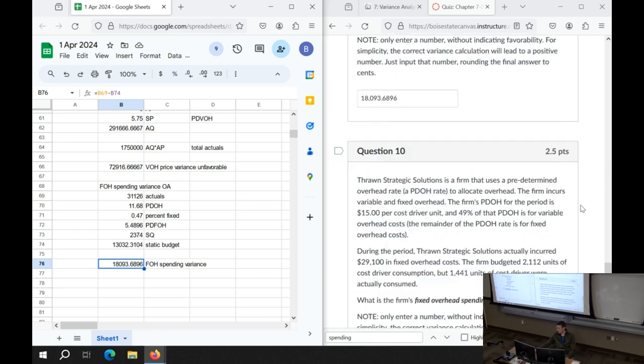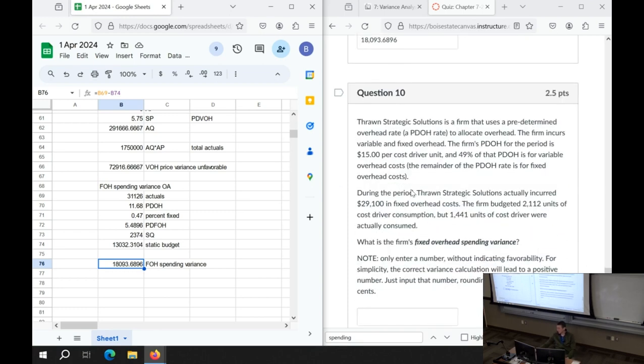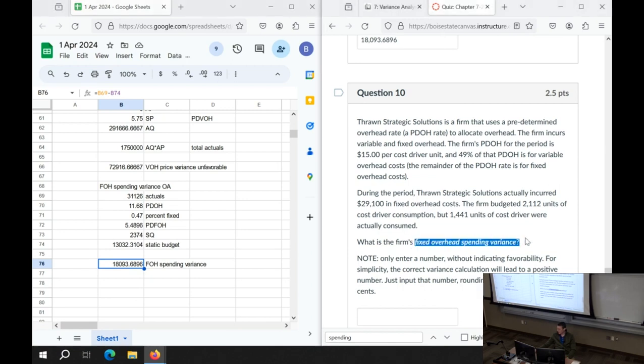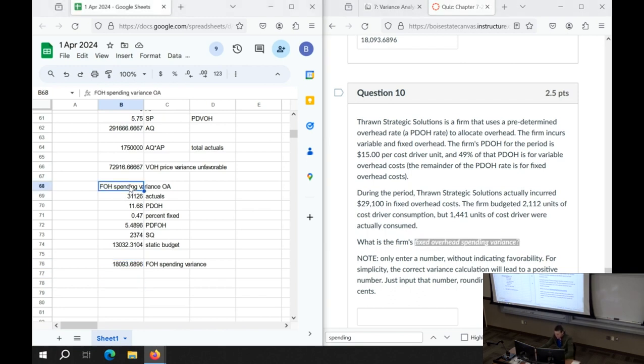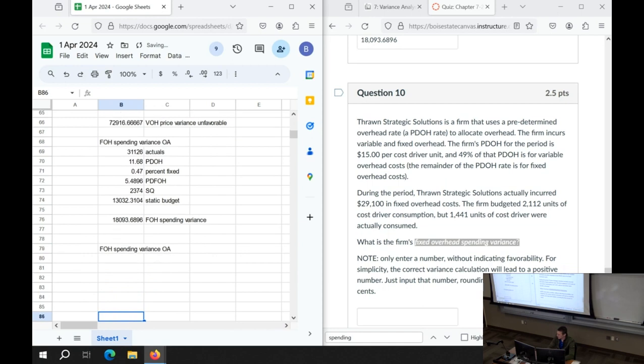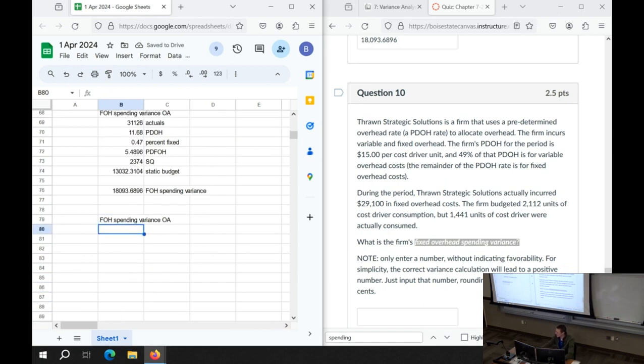Question 10 right here, this one. Thraw's Strategic Solutions. All right, so fixed overhead spending variance. It's the same style of question. In fact, we'll try to figure out both the variances. Okay, let's see if we can do both, just for maximum effort here. All right, so Thraw's Strategic Solutions, a firm that uses a predetermined overhead rate, a PDOH rate, to allocate overhead. The firm incurs variable and fixed costs.